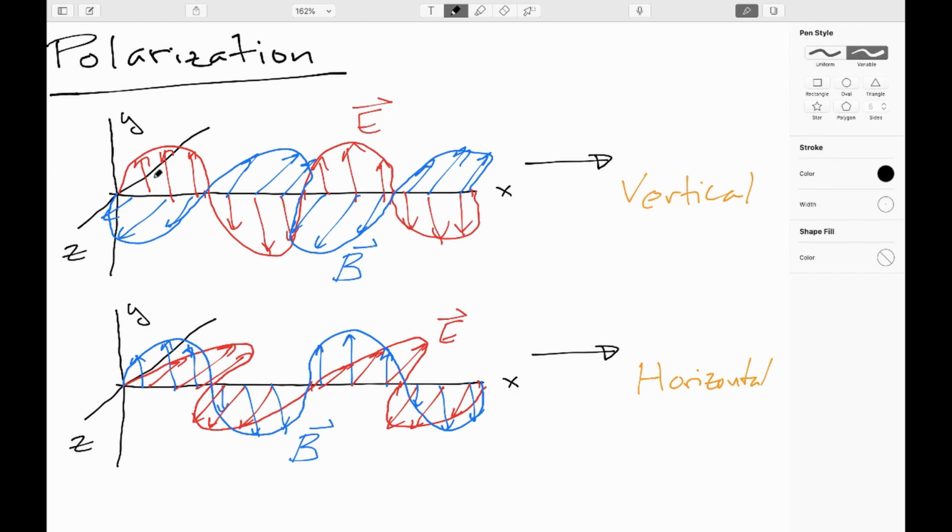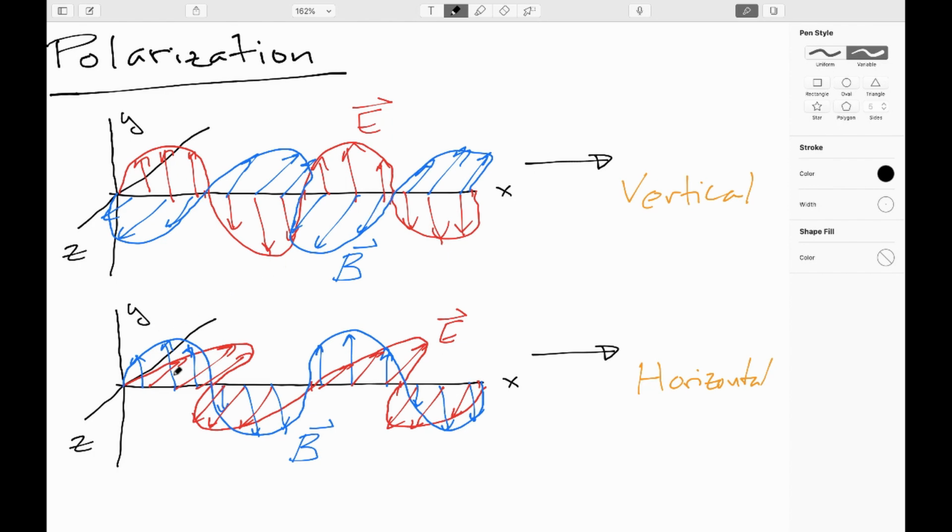So in this example here, the electric field vector oscillates between pointing up and down. It's all confined in the y-axis. If you have that, we say that this is vertically polarized. And if the magnetic field is in sync with the electric field, then we say that it is a linear polarization. There is such a thing as circular polarization, but that's beyond the scope of this course.